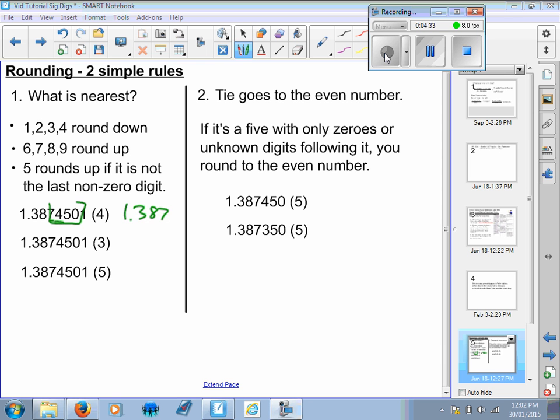So that's the first one. 1, 2, 3, and 4 on the first discarded number, round down. The next rule is 6, 7, 8, and 9, round up.